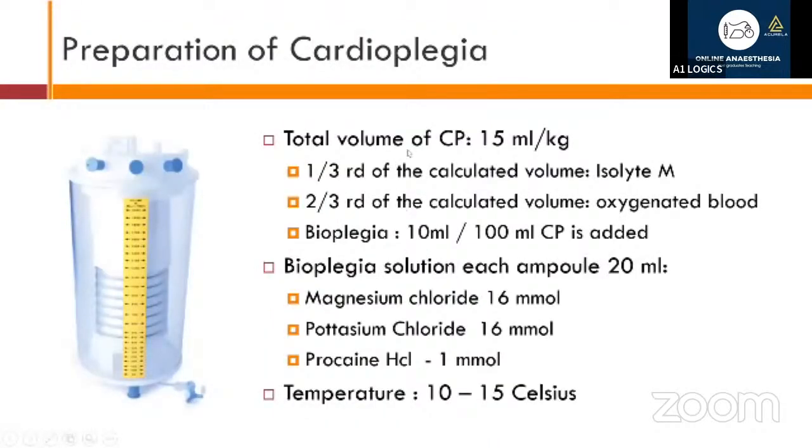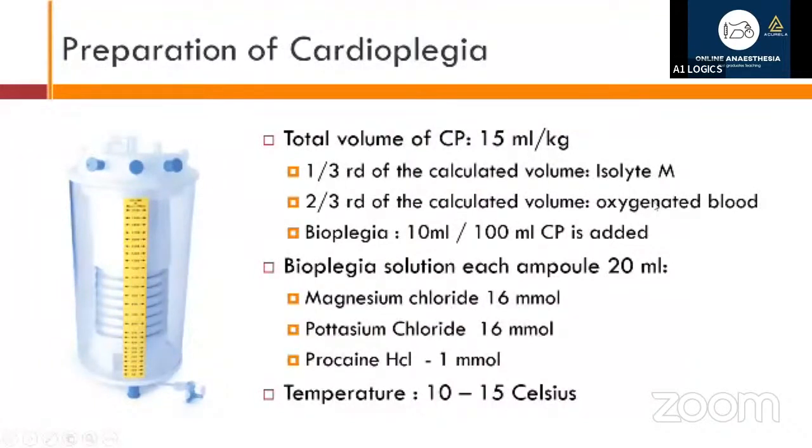So how to prepare a cardioplegia? The initial volume which we use, I'm talking about the crystalloid cardioplegia, is 15 ml per kg as the initial dose. One third of the dose, we choose a potassium-rich solution like Isolyte M or a Ringer lactate. Two thirds of the volume is oxygenated blood.